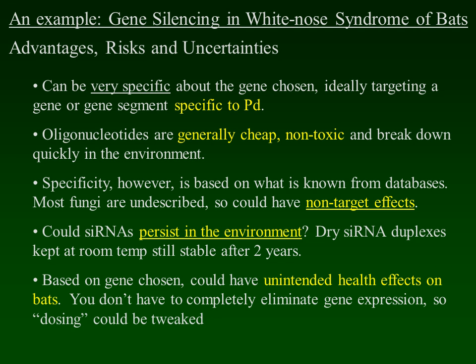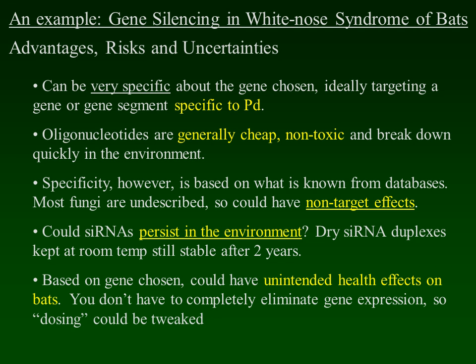But then the reverse argument, sort of devil's advocate argument for both of those two statements that I just made, is that even though I said it could be specific, specificity is often based on what we know in databases. And most fungi are undescribed. We estimate only 10% of fungal species are described. So you could wind up affecting other species you don't even know about that are closely related. So non-target effects are still an issue just because what we know is based on what we have in databases. But we know that there's a lot of unknowns out there, that when you've only got 10% of fungal species identified, 90% of them out there, there's a lot of potential for non-target effects.